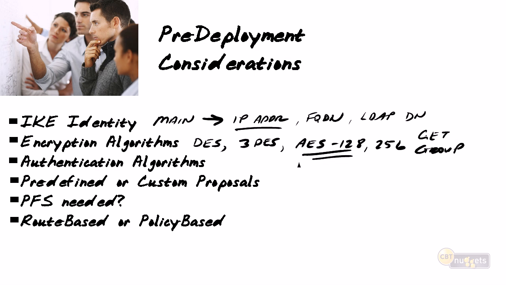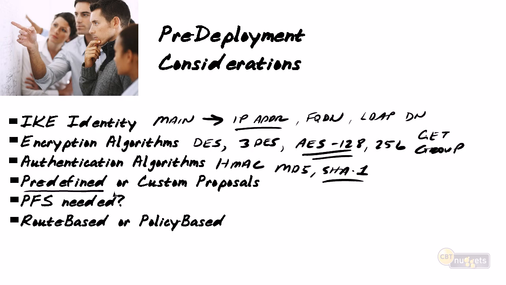What about your authentication algorithms? This is what you're going to be using to do your hashing with your hashed message authentication code to authenticate peers and make sure that you have integrity so the packets haven't changed. Two options, MD5 and SHA-1, and SHA-1 is definitely preferred over MD5. You're also going to create proposals. This is IKE Phase 1 proposals and IKE Phase 2 proposals.